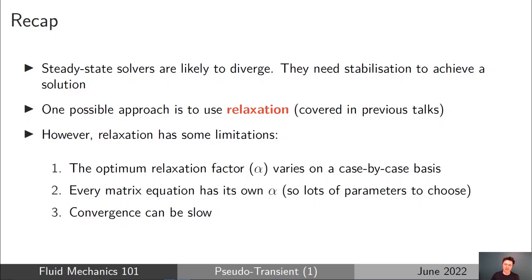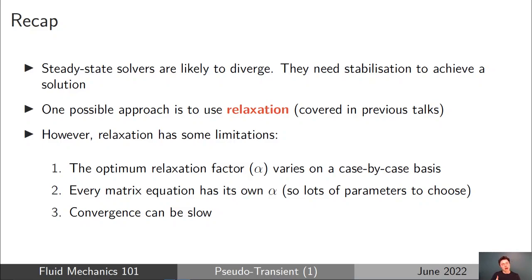And those main limitations are that we have to choose a relaxation factor, which I denote by alpha, and alpha can take any value between 0 and 1. And the difficulty with this is that the optimum value of relaxation that provides that balance between speed of solution and stabilization varies on a case-by-case basis. So it can be difficult to come up with a default set of values that are the optimum for a particular CFD case and that work for all CFD cases.